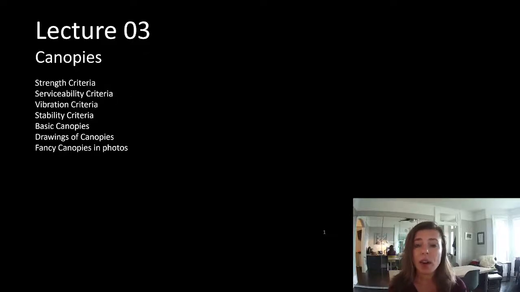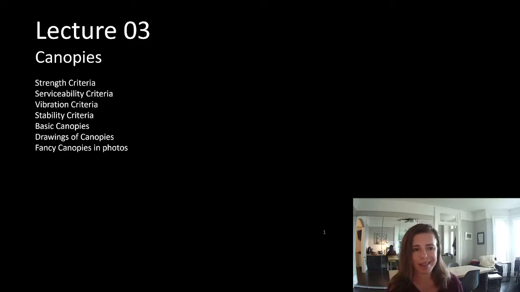All right, let's start talking about canopies now. So the feature element within this sub-lecture is canopies. We're going to do the same process we've been doing where we start with our strength design. We'll move into our serviceability criteria, and if we have any, we'll talk about vibration and stability criteria.